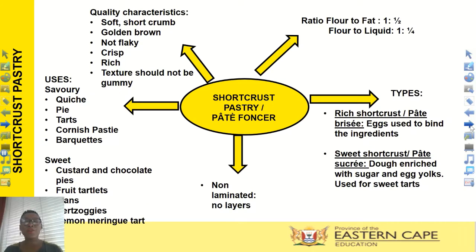Short crust pastry can be used in a number of dishes. Your savory dishes, for example, are your quiche, pie, tarts, Cornish pasties, and baguettes. And your sweet pastries will be your custard and chocolate pies, your fruit tartlets, your flans, your herzogis, your lemon meringue tarts. Now, boys and girls, just watch carefully at the video that is going to play next, where the chef will show you the different methods of making the pastry.